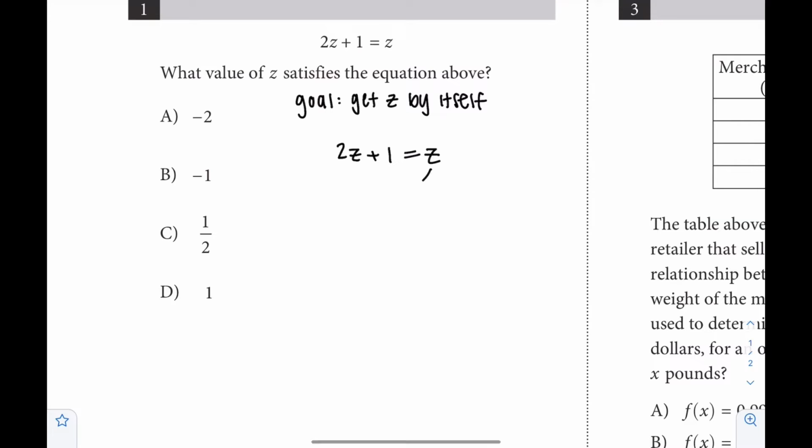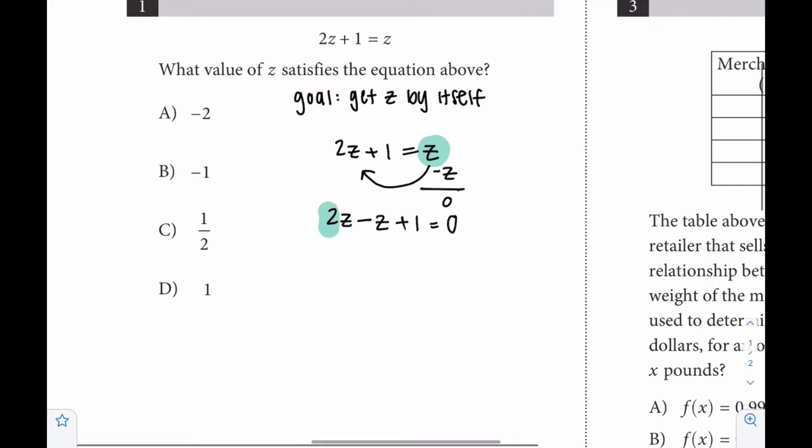So first we want this z to be over here. So we just subtract it, and that's going to be 0. So that means we have to write 2z minus z plus 1. And now that the z has been subtracted from here, there is no longer a z there. It's just equals 0. So we now have 2z minus z plus 1. And we can go ahead and simplify this a little bit. Let's simplify the 2z minus z to just be z. So now we have z plus 1 equals 0.